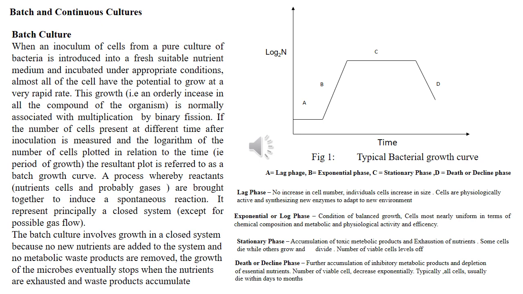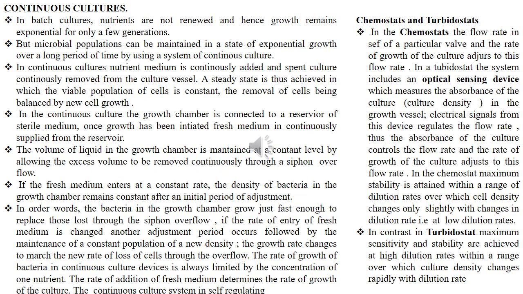After that, the system moves to the decline phase or death phase, where further accumulation of inhibitory metabolic products occurs and there is depletion of essential nutrients. The number of viable cells will decrease exponentially, and all cells typically will die within days to months.